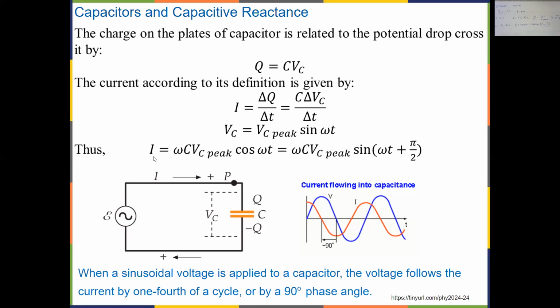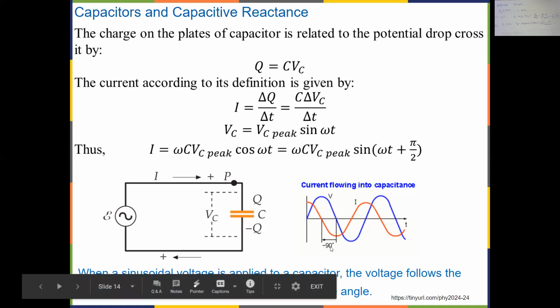So it can be shown that the current is equal to omega C V peak cosine, because it's in advance of the voltage. So it's a sine of omega t plus pi over 2 in this expression over here. All right, so your current peaks first, and your voltage follows by 90 degrees, or pi over 2, again.